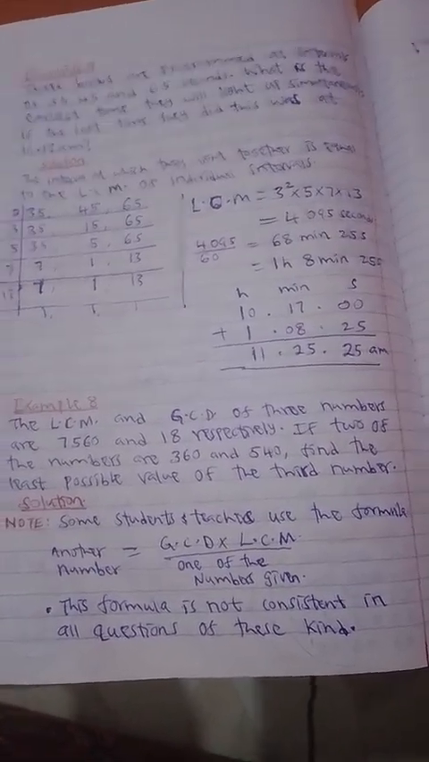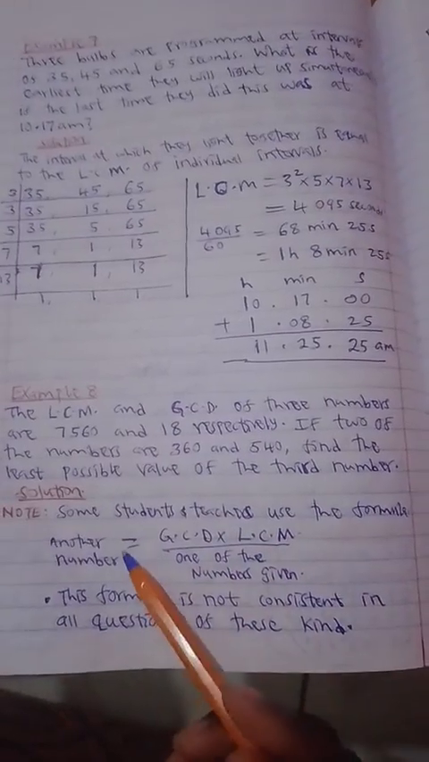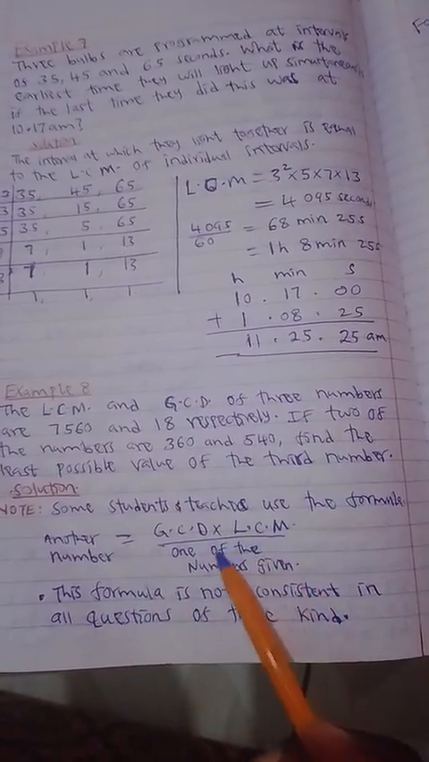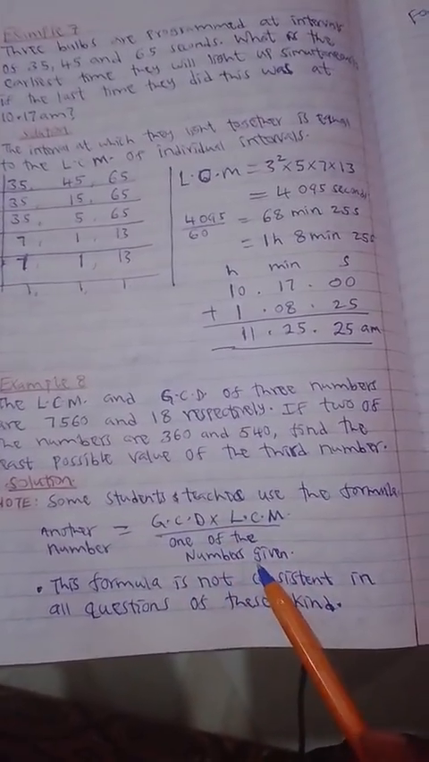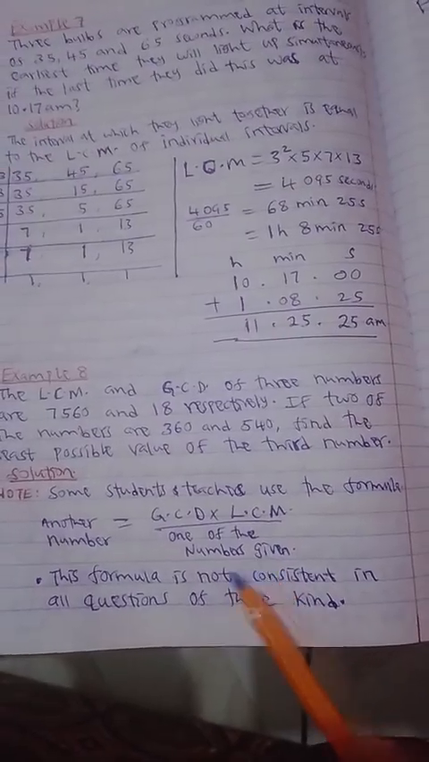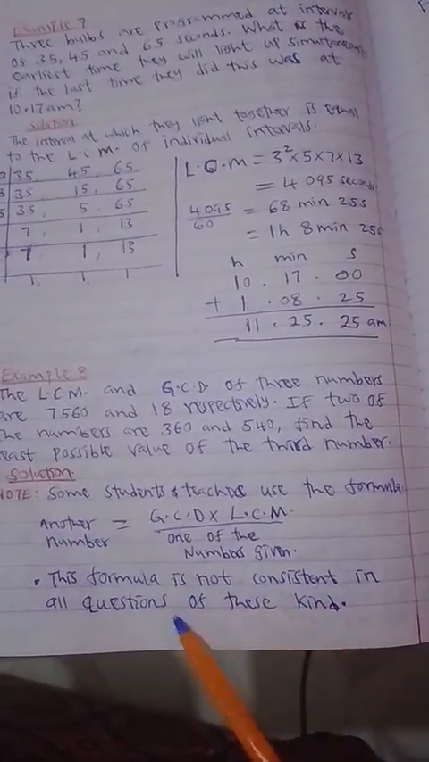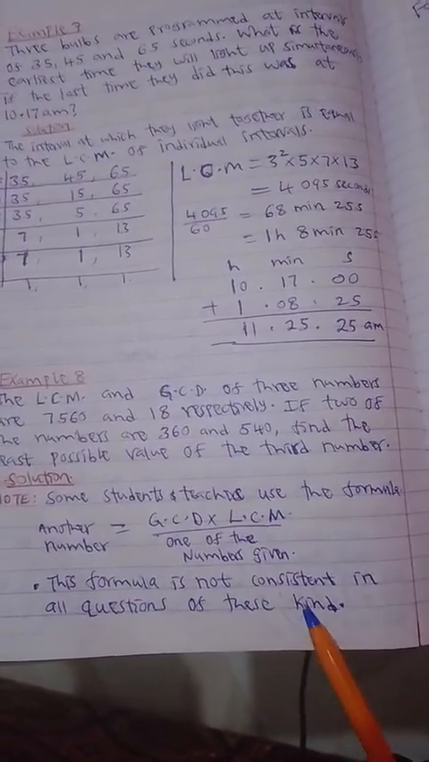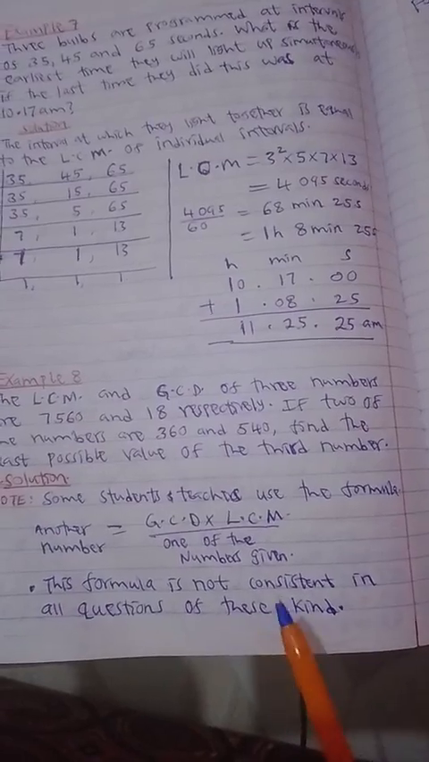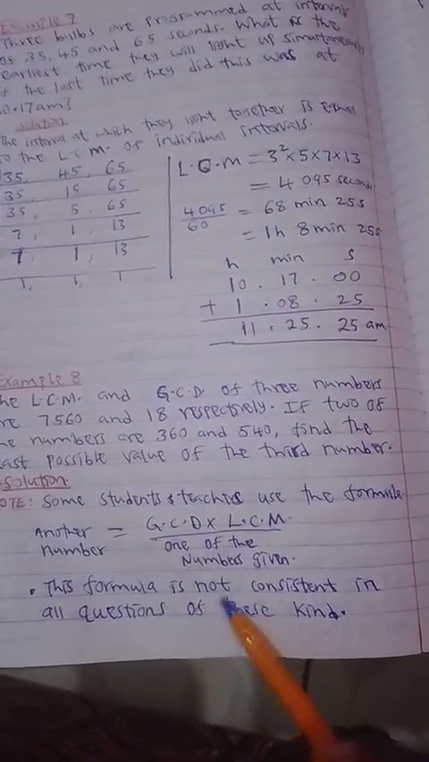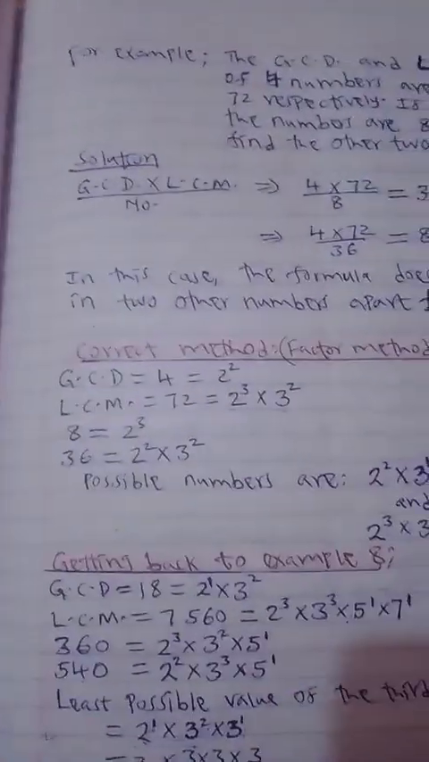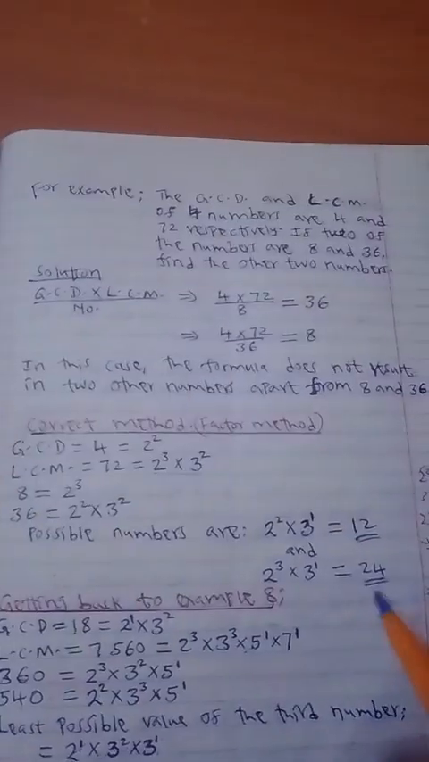And one of the methods that is now common is that to get another number, when given this case, is the G.C.D. times L.C.M. over one of the numbers given. This formula is not consistent in all the questions of this kind, and sometimes the numbers obtained may not be the correct ones. Therefore, I want us to be very attentive. Let's discuss this so that we get out of this challenge.